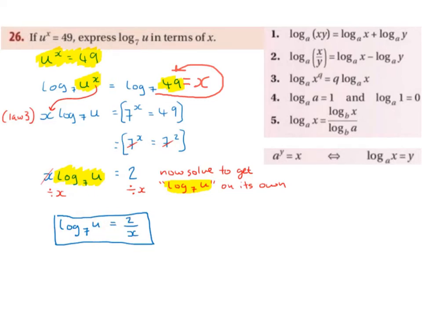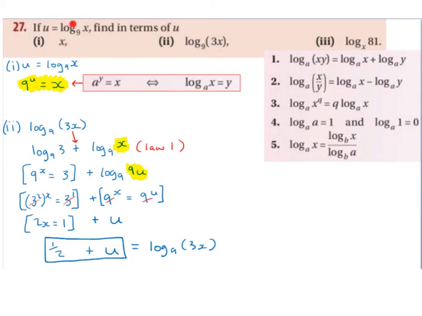If u is equal to log base 9 of x, find in terms of u, x, log base 9 of 3x, and log base x of 81. So part 1, I want to find x in terms of u. So I'm going to start by writing out my statement from the question, which is u is equal to log base 9 of x.